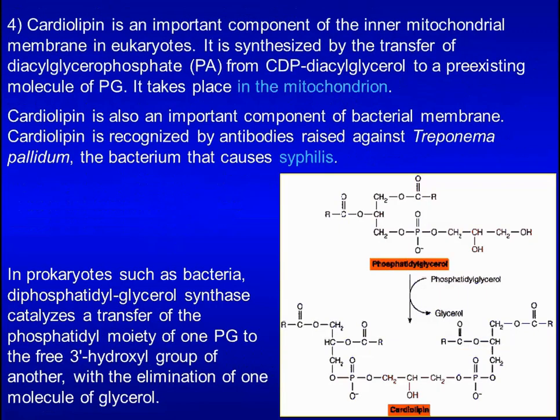Cardiolipin is synthesized by transfer of phosphatidic acid from CDP-diacylglycerol to a pre-existing molecule of phosphatidylglycerol. This reaction is quite unique. It takes place in the mitochondria.